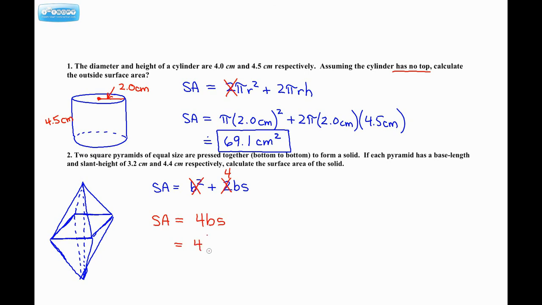So 4 times the base, which is, okay, this is respectively, so that is, well, in this case the order doesn't matter anyway. And that's slant height, yes. Sometimes they give us the actual height, and that gets a little bit more complicated, but we'll get there. So 3.2 times 4.4 times 4, and we get 56.32 centimeters squared.